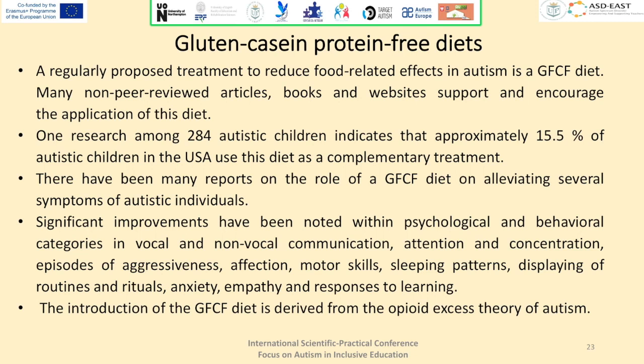The introduction of the GFCF diet is derived from the opioid excess theory of autism, which was explained before by Professor Karl Reichelt, Professor Paul Shattuck, and other researchers. And also in my PhD studies, some of this was proved.